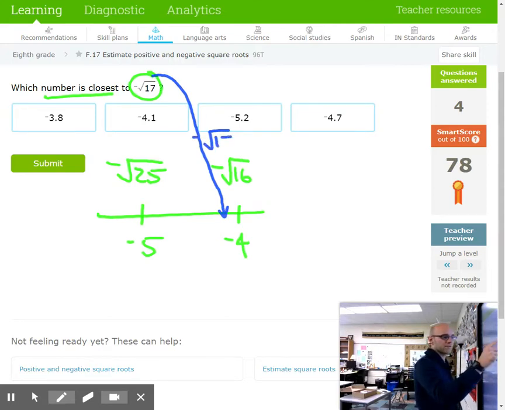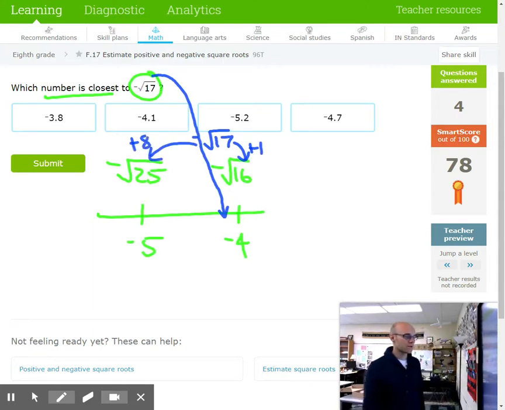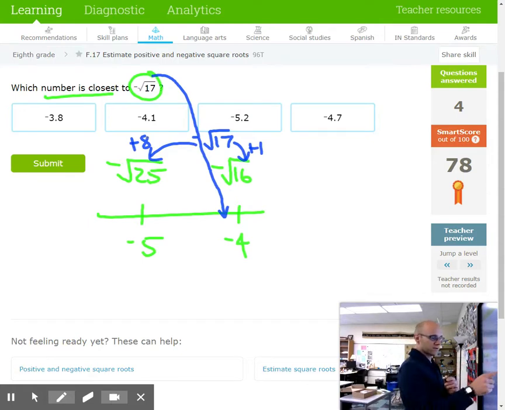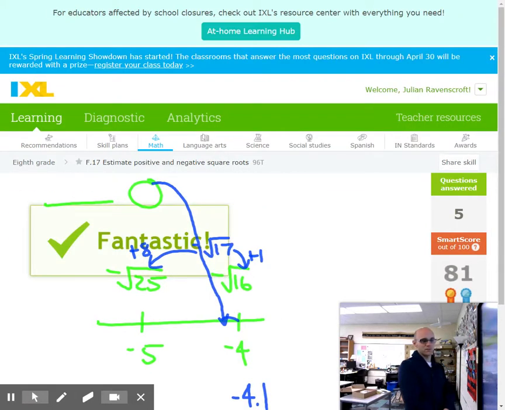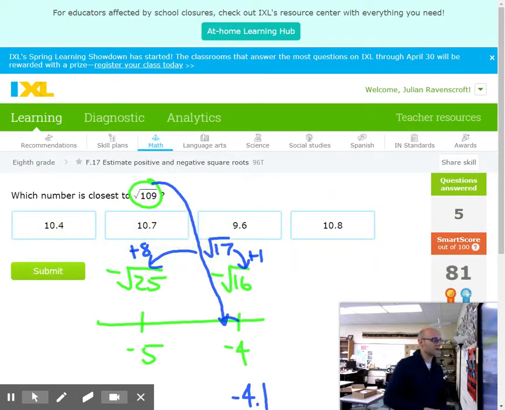Negative radical 17 is about 1 unit away from 16. It's about 8 units away from the number 25. So it is a lot closer on the number line to the 4. So we would probably say it's about negative 4. Just a little bit more, maybe 4.1, something like that. There's our answer right there. And I believe that's going to conclude the basic problems you'll see on this topic, F17.